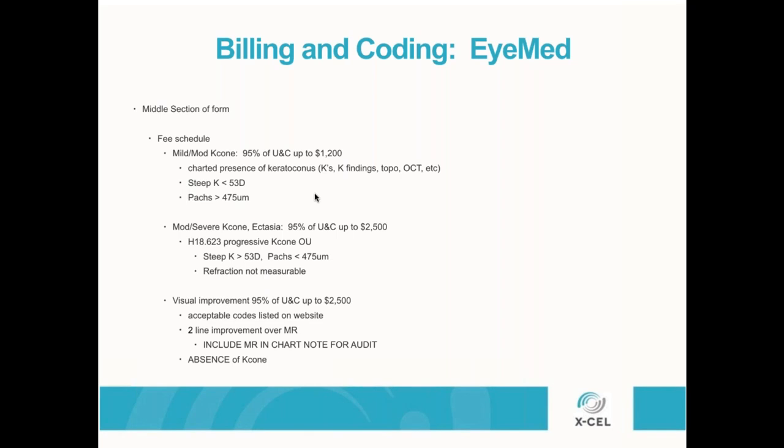There are two types of keratoconus that you can apply for under medically necessary, mild to moderate or moderate to severe. They used to not give us a whole lot of guidance on this, but now we know that you have to be able to prove they have keratoconus in either of these. That's obvious. Mild to moderate is defined as a steep K less than 53 diopters and PAX over 475, whereas moderate to severe would be over 53 diopters steep K and PAX under 475. They also note refraction not measurable.